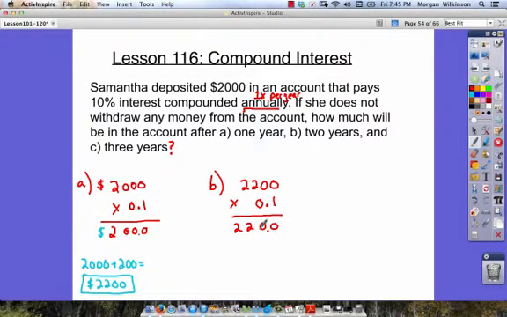So we get 220. That must be the amount she earned in interest in the second year. So, to find our answer for how much she had at the end of 2 years, we'd say at the beginning she had 2,200. Then she added 220 more onto that. So she must have a grand total of $2,420 in her account now.